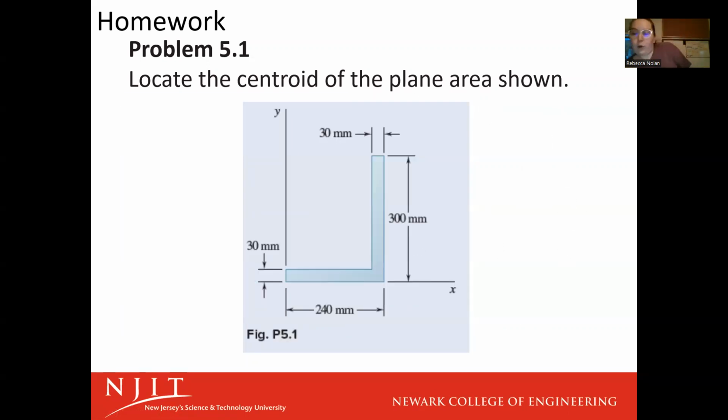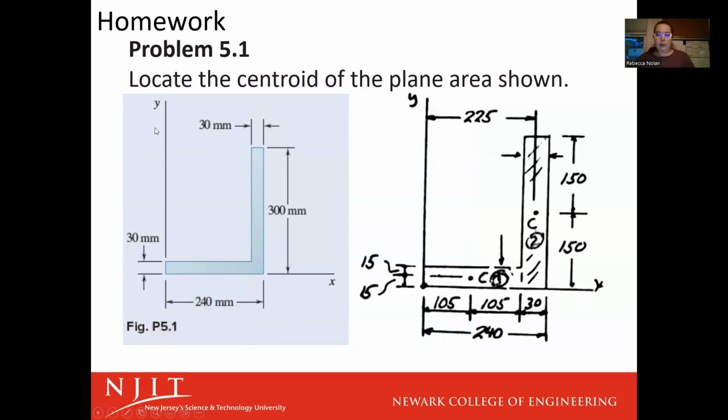So this one, 5.1, I don't think will be too difficult. I think we even mentioned it in class because your centroid is not always going to fall on a spot that has area. So this one, the easiest would probably be to do one rectangle. The only thing that's variable is this corner. Are you going to include it in the bottom rectangle or the side rectangle? And it doesn't make a difference what you do.